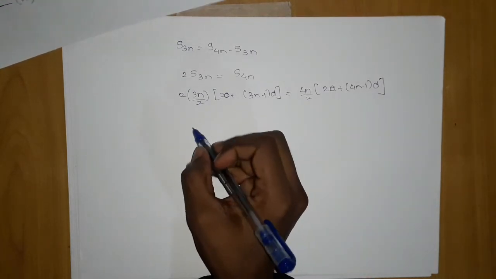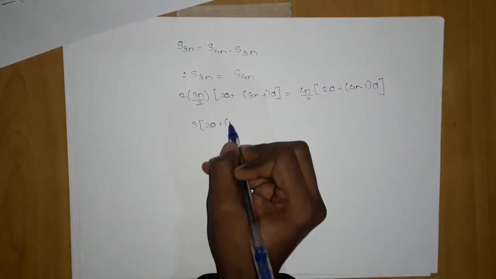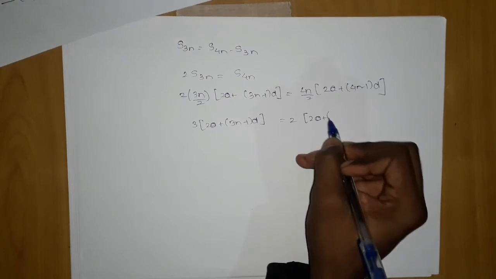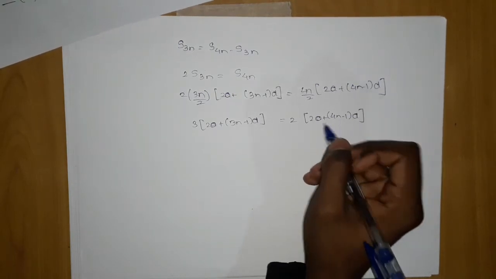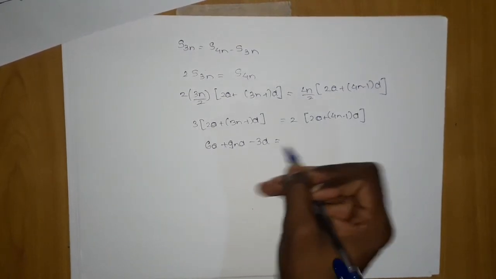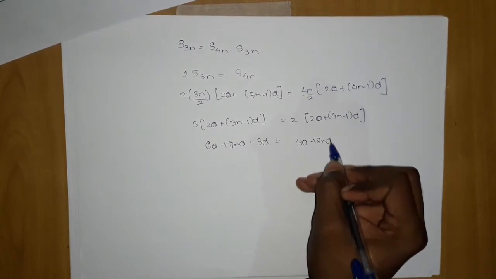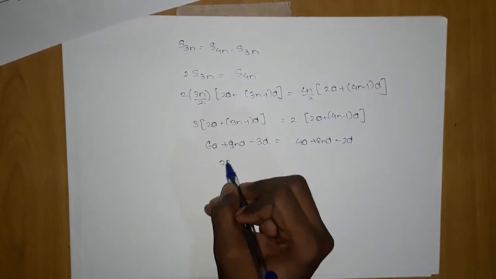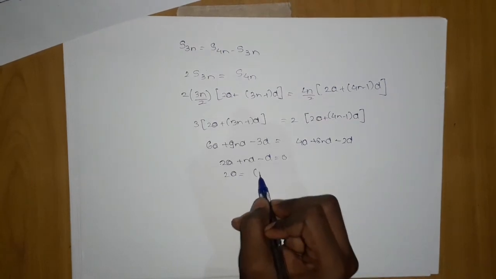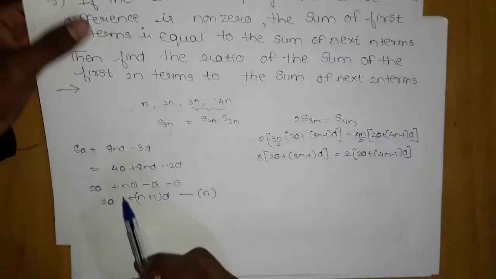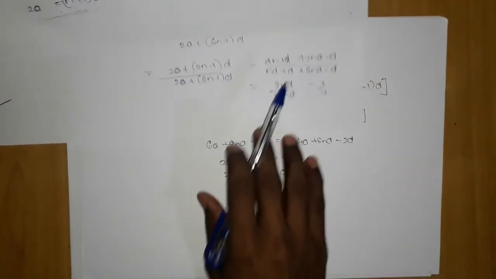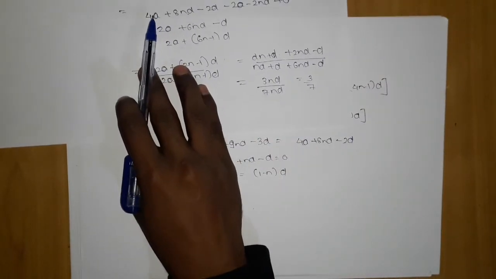So what we have, 3 into (2a plus 3n minus 1) into d, 2 into (2a plus 4n minus 1) into d. So 6a plus 9nd minus 3d should be equal to 4a plus 8nd minus 2d, which gives me 2a plus nd minus d should be equal to 0. So we get 2a is equal to (1 minus n) into d. So this was our mistake. We were getting this wrong because of this thing. Now let's use this.